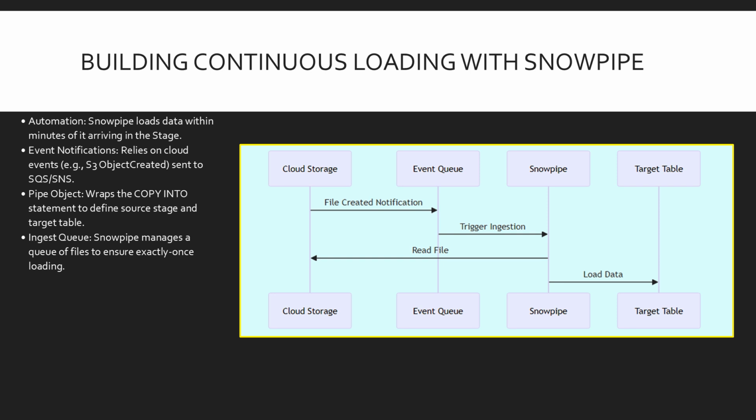Follow the sequence of a continuous load. First, a file lands in cloud storage. This triggers a file-created notification sent to the event queue. Snowpipe picks up this trigger immediately. It then reads the file back from cloud storage and loads the data into the target table. This entire sequence happens automatically, ensuring your data pipeline runs continuously without manual intervention.